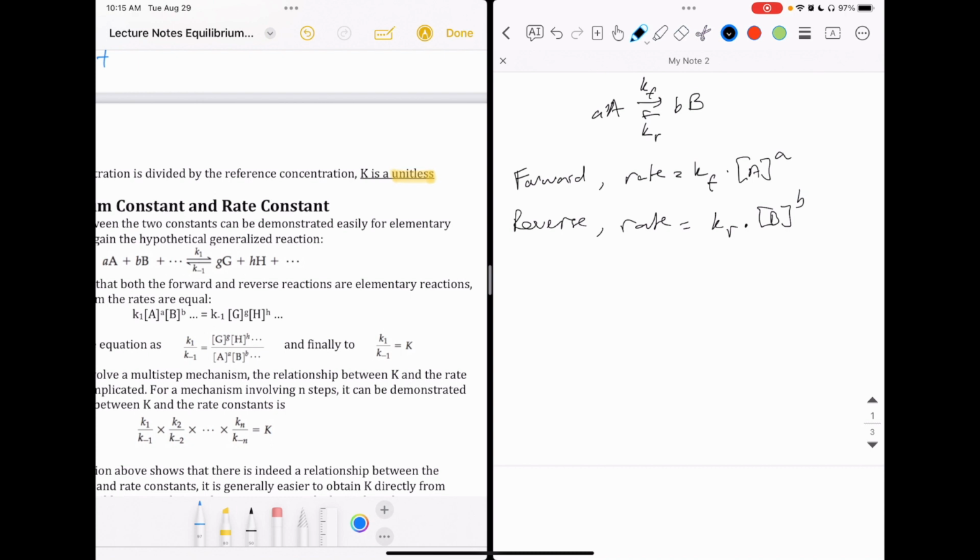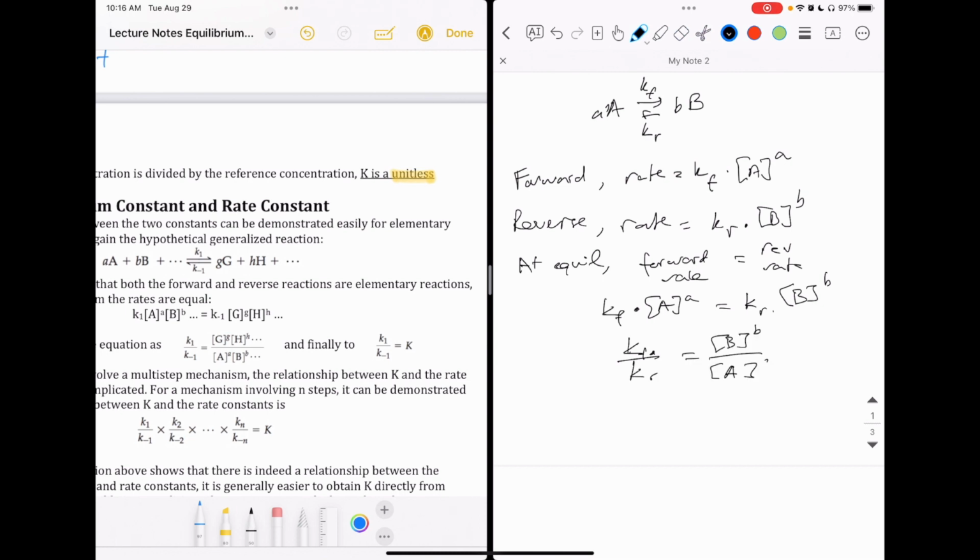Now, what happens at equilibrium? We know that the forward rate equals the reverse rate. If that's the case, that means that kf times [A] to the a should equal kr times the concentration of B to its coefficient. Now, let's rearrange this a little bit where we bring the concentrations to one side, and the rate constants to the other side. So we can write it as kf over kr equals [B] to the power of b over [A] to the power of a.